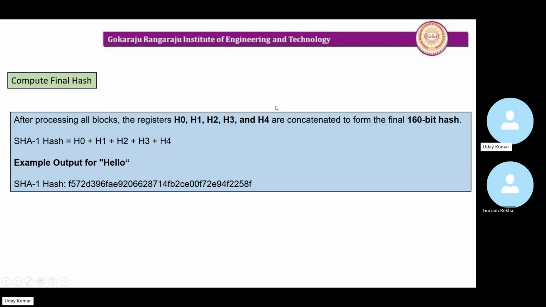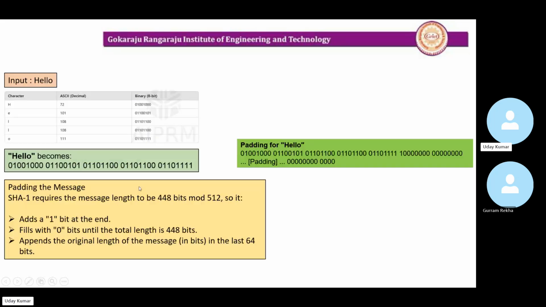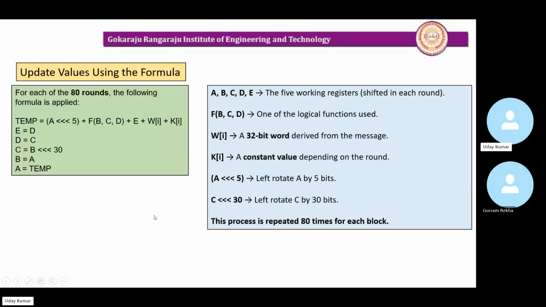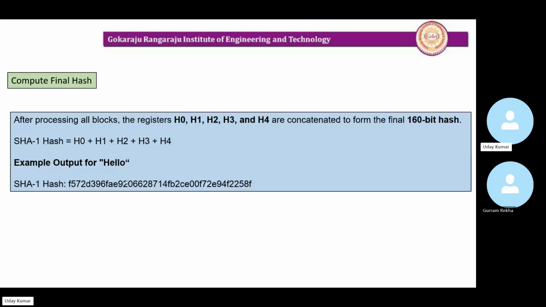Once you transform H0, H1, H2, H3, H4, you just concatenate them. This is the output that you are going to get, the hash value. This is the SHA-1 hash value for "hello". And if you look at MD5, this is the hash value. This is 128-bit, students, and this value is 160-bit.